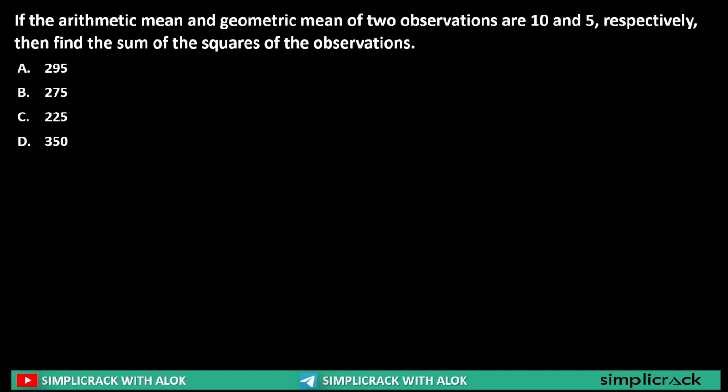Now, to find the arithmetic mean and geometric mean. Arithmetic means what? Average. Geometric means square root of AB. Of two observations are 10 and 5.